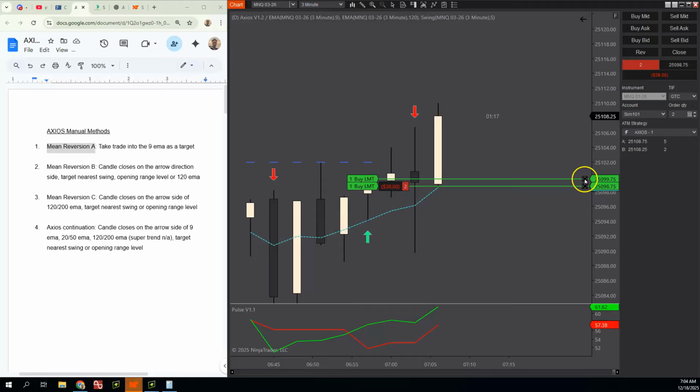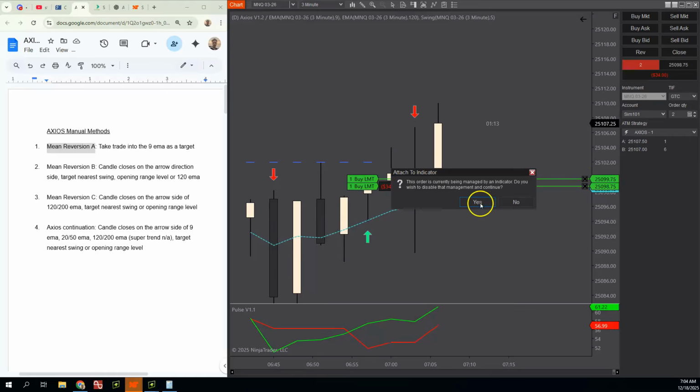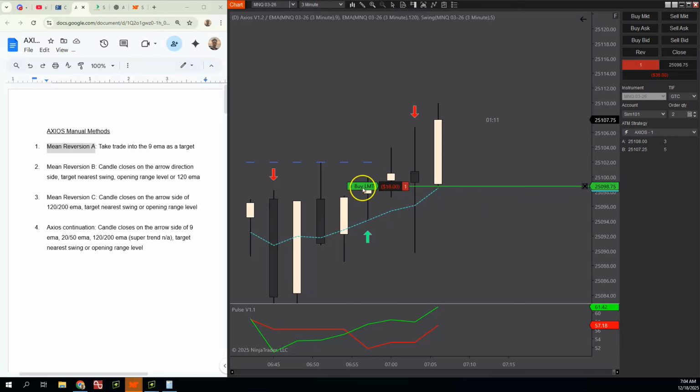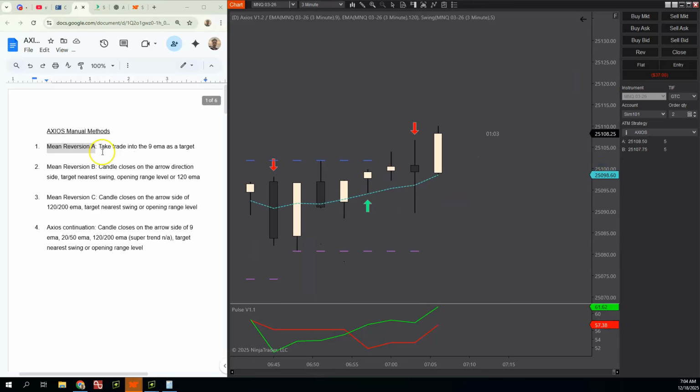But that's pretty cool. And if you wanted to take 1 off, you could take 1 off here. Target filled. And maybe you want to take them both off. Yes. Target filled. So that's mean reversion A. Mean reversion B. Okay, so mean reversion B. Let's see if we can find an example of that.